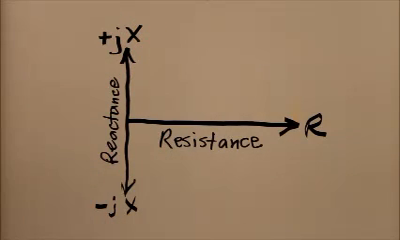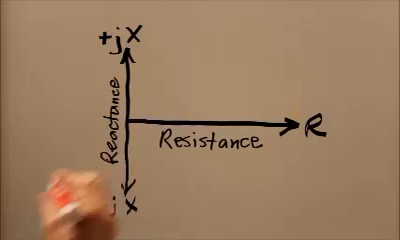Plus jX refers to inductive reactance, j being the j operator, which is the positive square root of -1. Minus jX symbolizes capacitive reactance, considered negative imaginary. Remember, j is an imaginary number. So we can create a half plane and plot points and vectors.